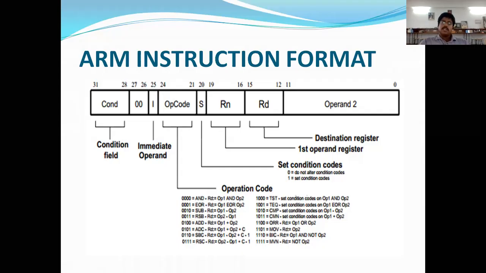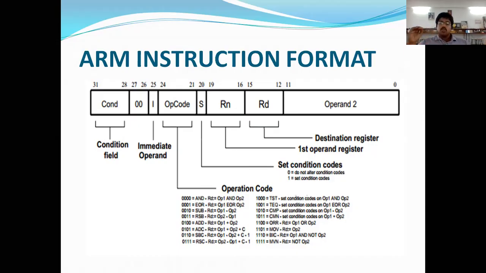So what is meant by an opcode and what is meant by an operand? The operation that is to be performed is specified by the opcode. Depending on the opcode, the processor will perform a particular operation. If the opcode is ADD, then the processor will perform addition. If the opcode is SUB, then it will perform subtraction. That is called the opcode.